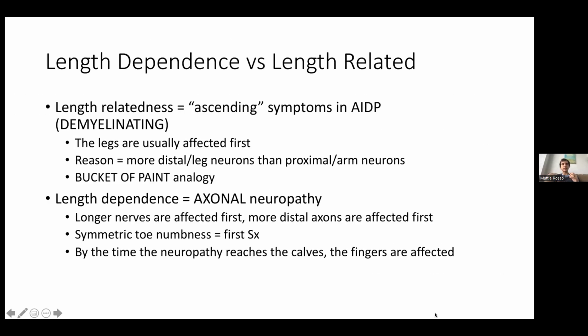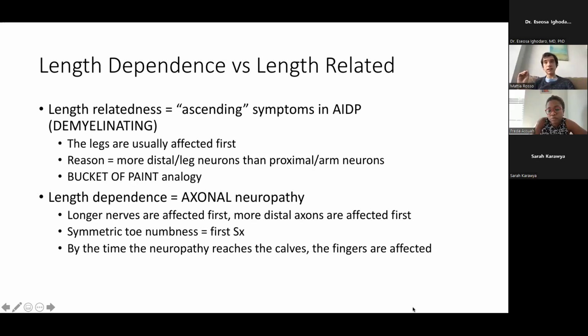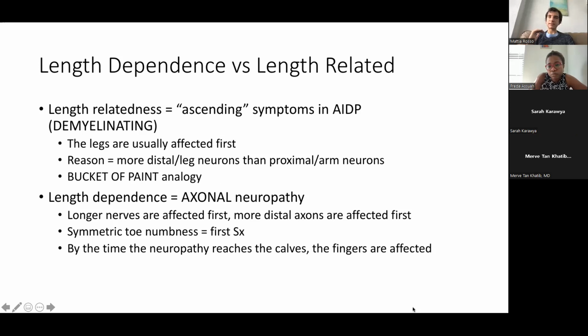I think I may have a slide on this: the phenomenon of length dependence and length relatedness. An important thing that we always discuss in neurology is whether a neuropathy is length dependent or not. And length dependent processes, in my mind, are the same thing as axonal processes. So in a length dependent process, the longest nerves, the ones that go from your spine all the way to your feet, are affected first.